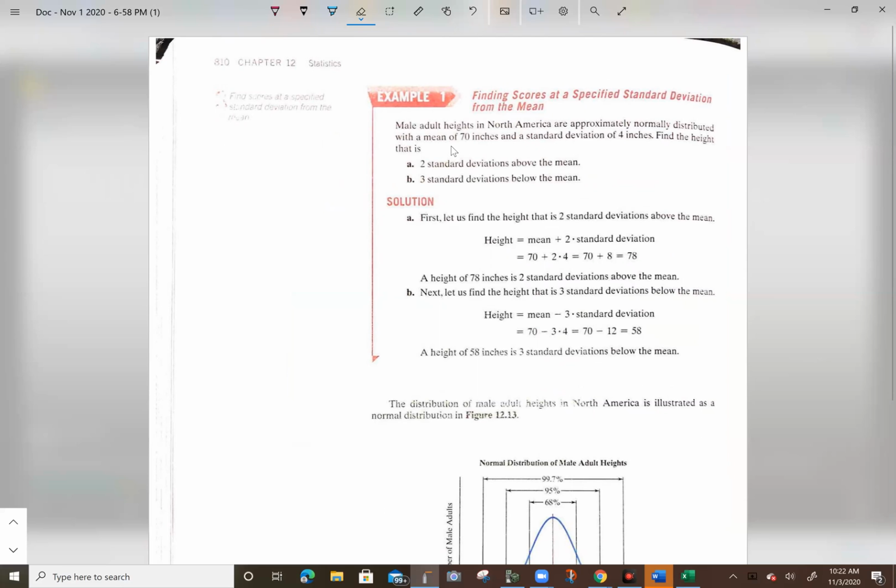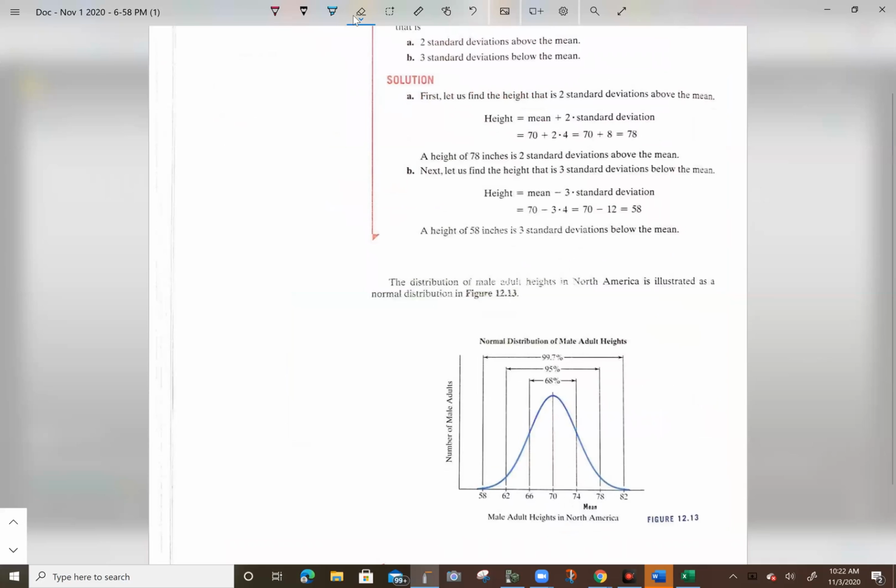This says male adult heights in North America are approximately normally distributed with a mean of 70 inches and a standard deviation of 4 inches. So below, that's what we have. Our mean goes in the middle. That's 70 inches. That's just below 6 feet, right? 6 feet would be 72 inches.